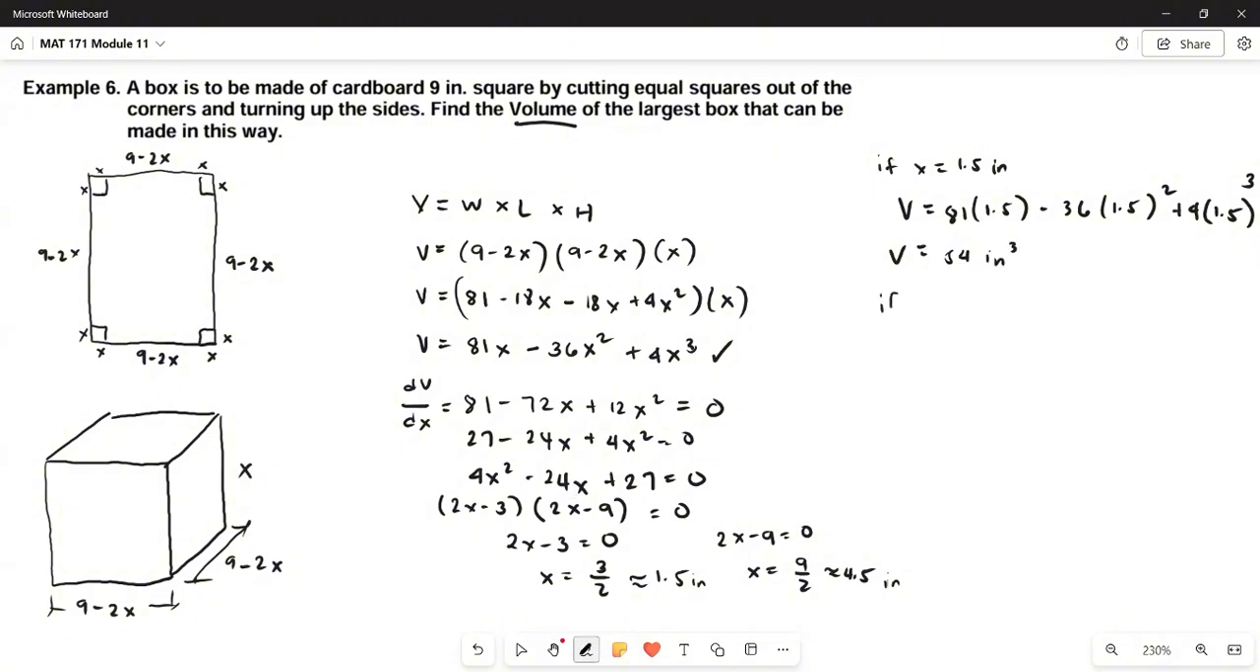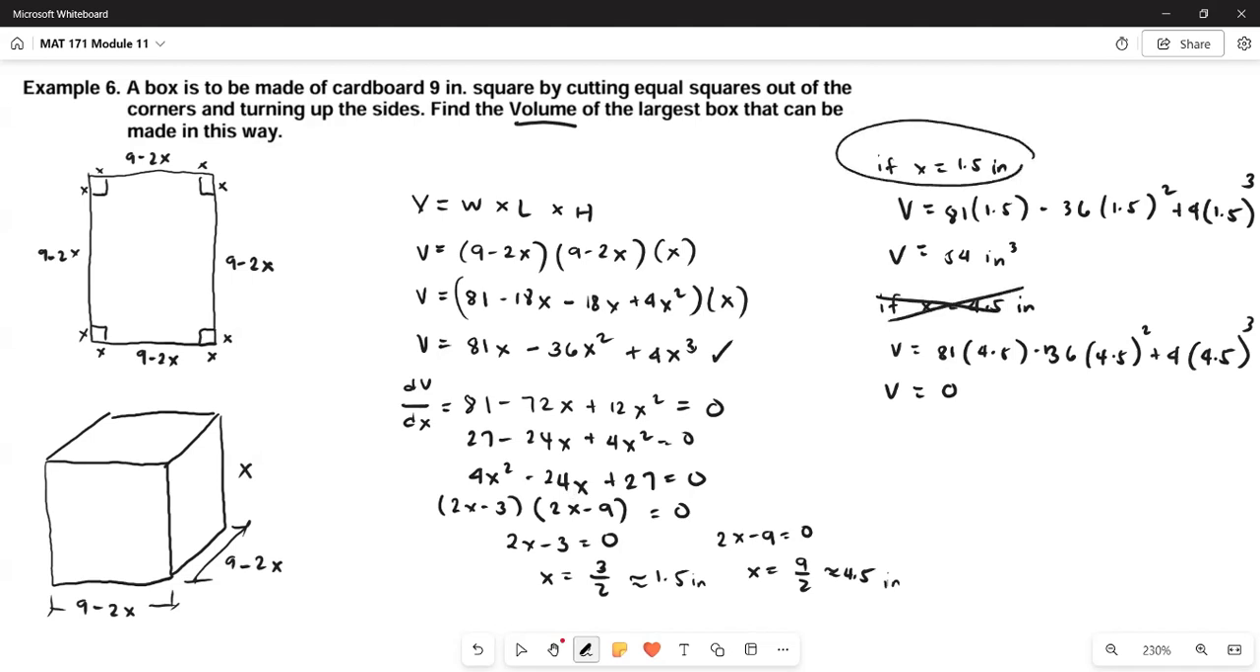What if yung isa naman yung gamitin natin na x value, yung 4.5 inches? 81 times 4.5 minus 36 times 4.5 squared plus 4 times 4.5 cubed. So yung V natin dyan, pag ginamit natin yung 4.5, magiging 0 yung volume natin, which is hindi po pwede. Therefore, hindi natin pwedeng i-consider itong 4.5. Ito yung i-consider nating x value. So ngayon meron tayong value ng volume.